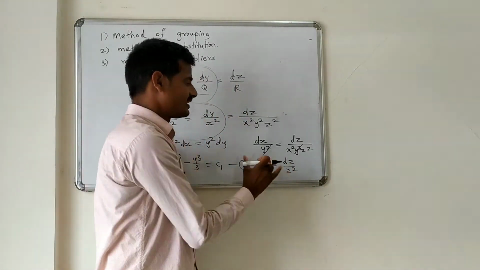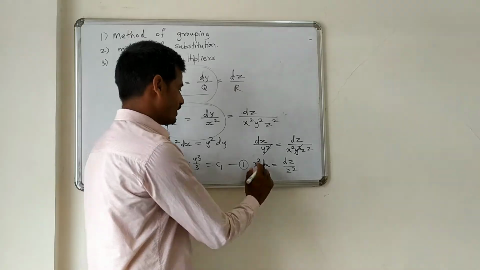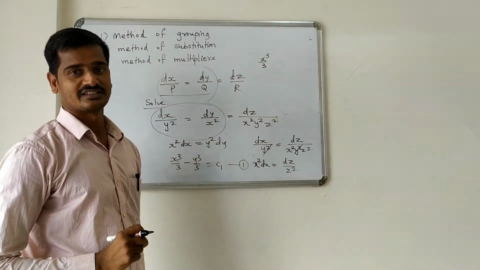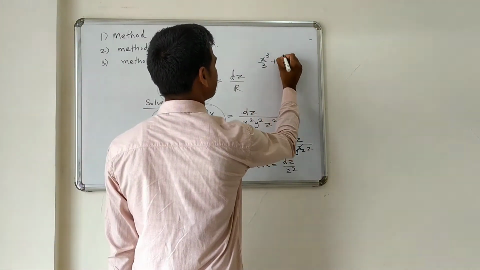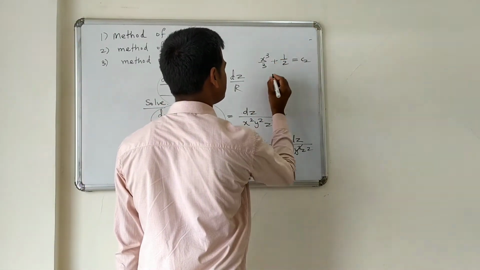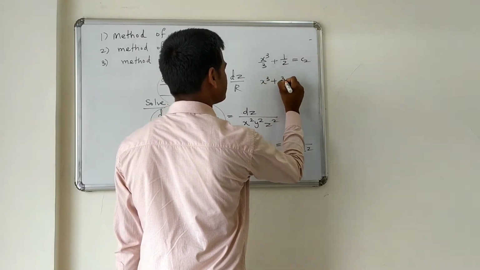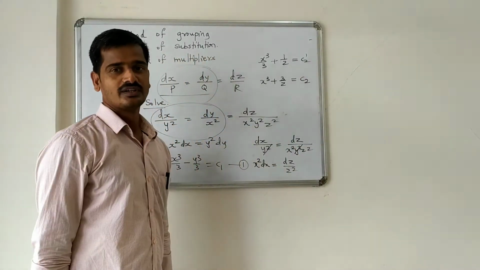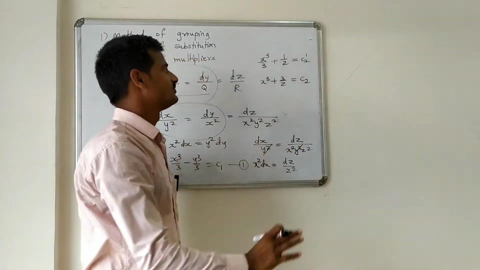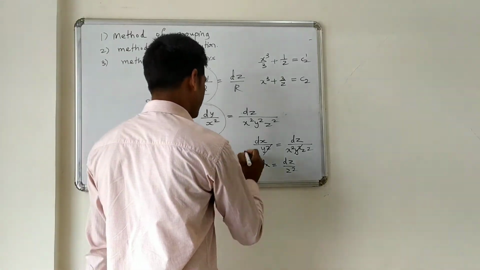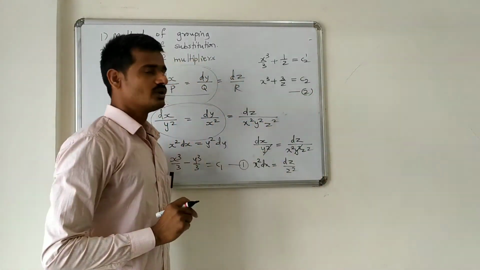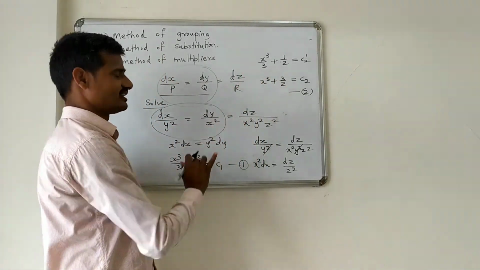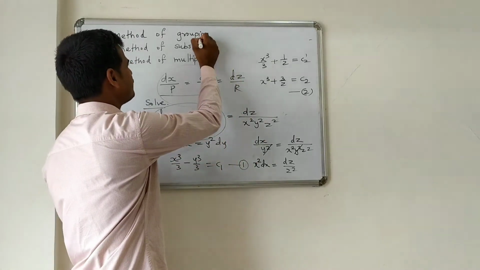Now the variables are separated, so you can integrate this function. What is its solution? x cube by 3 dz upon z square, integration gives minus 1 by z. So bring it to the left hand side: 1 by z is equal to c2. So x cube plus 3 by z is equal to, let us say, c2 dash. Call this as c2, where c2 is equal to 3 times c2 dash. So this is the first relation, this is the second relation. Relations 1 and 2 together give the solution of the given differential equation. This is called the method of grouping.